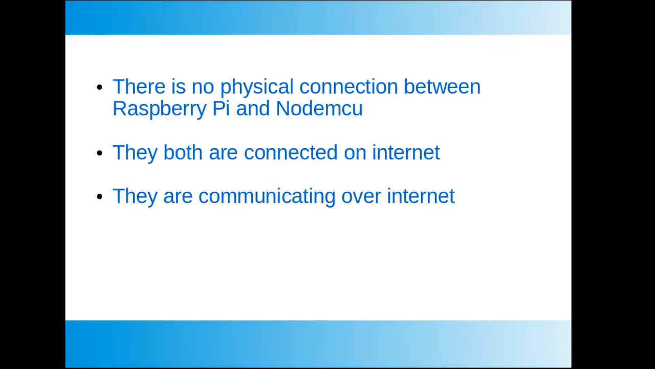That's home automation using Raspberry Pi and NodeMCU using MQTT protocol. One thing we have to remember is that there is no physical connection between the Raspberry Pi and NodeMCU. They are both connected to the internet, and they are communicating over the internet through the MQTT protocol.